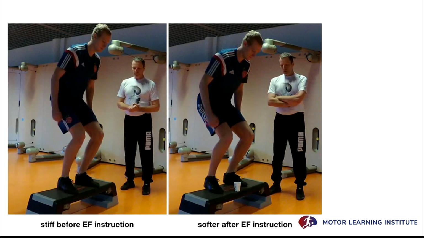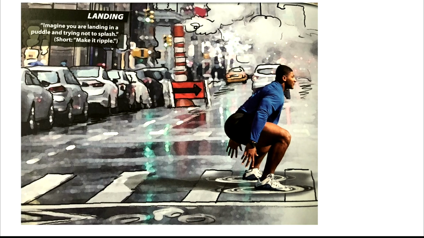And what we saw here with this boy is that the landing was stiff before the external focus instruction, and when we gave the external focus instruction about keeping the water in the cup, the landing was softer, and we could also hear from the landing that there was less noise on the right side. So that's an external focus instruction, but we can also use analogies to stimulate soft landing. For example, imagine you're landing in a puddle and try not to splash the water.